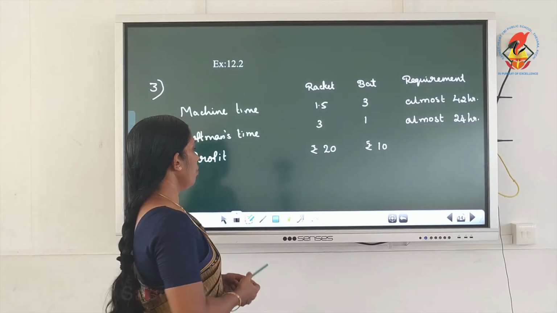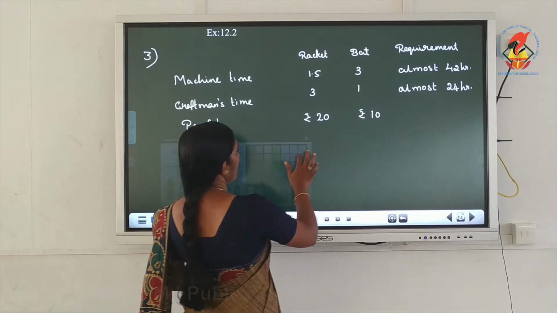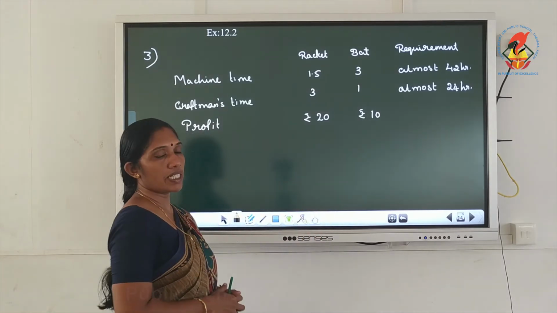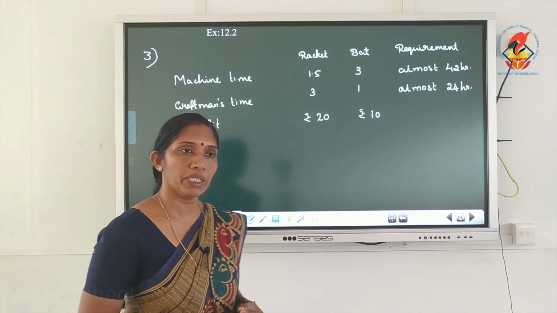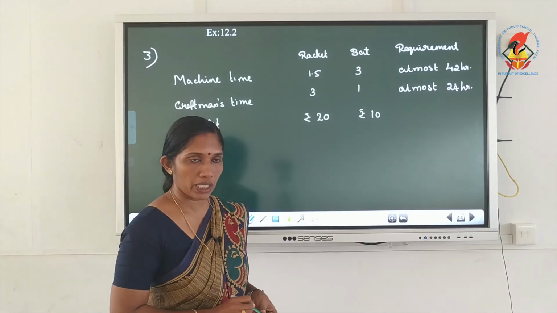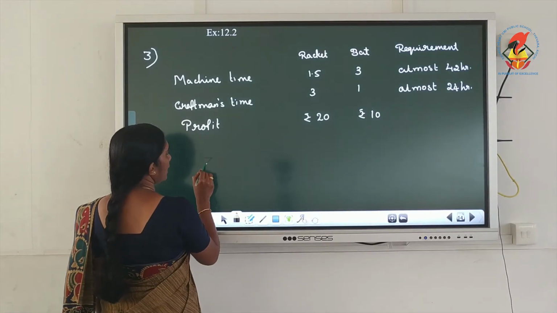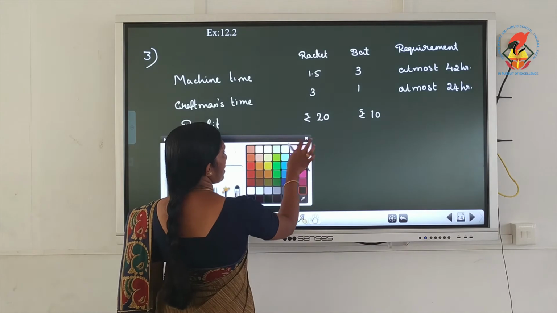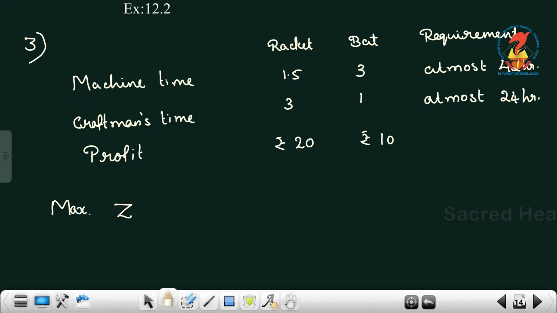Okay, so it's an LPP. First we have to write the objective function. What is the objective function? The function which has to be maximized or minimized is known as the objective function. It is denoted by the letter Z. Here the question is maximize, so maximize Z, which is based on the profit.